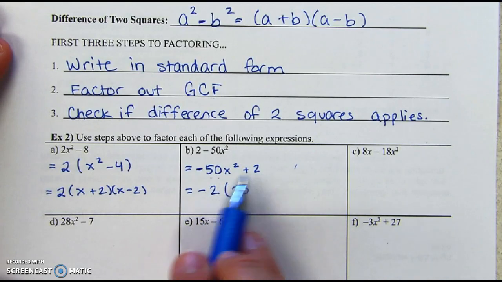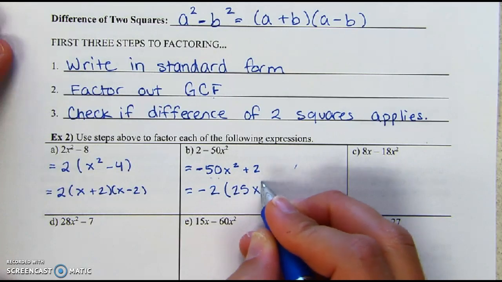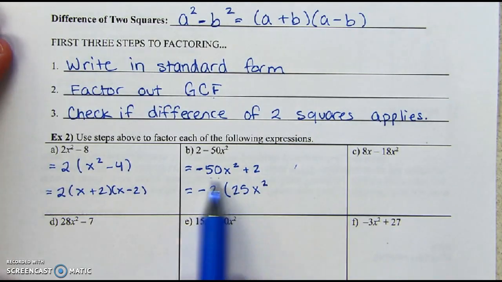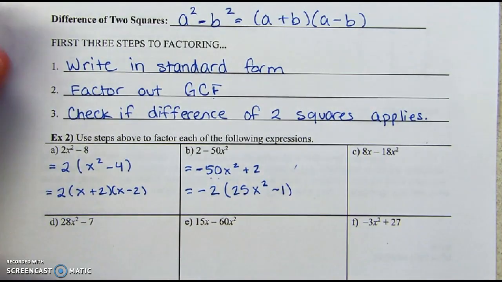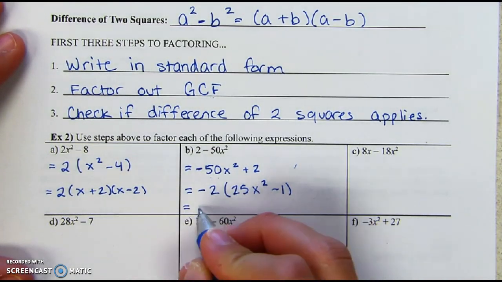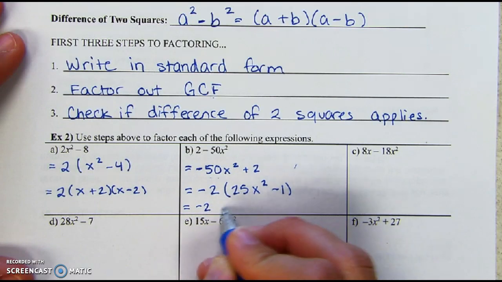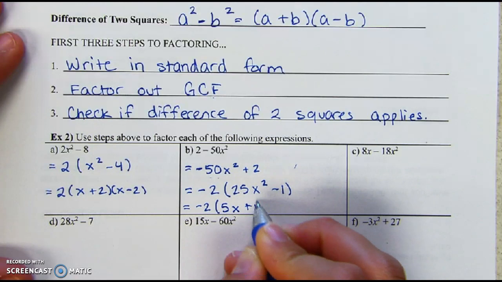Was there an x in both terms? No, there was not. So we still have an x squared here. Okay, negative 2 times what is 2? Negative 2 times negative 1 would give us back positive 2. Do we have a difference of two squares here? We do. How do I know? You could take the square root of each one. So what's the square root of 25x squared? And the square root of 1?